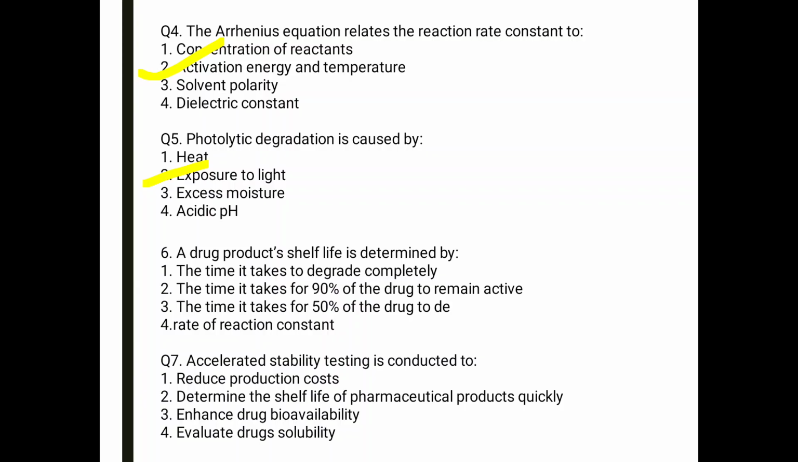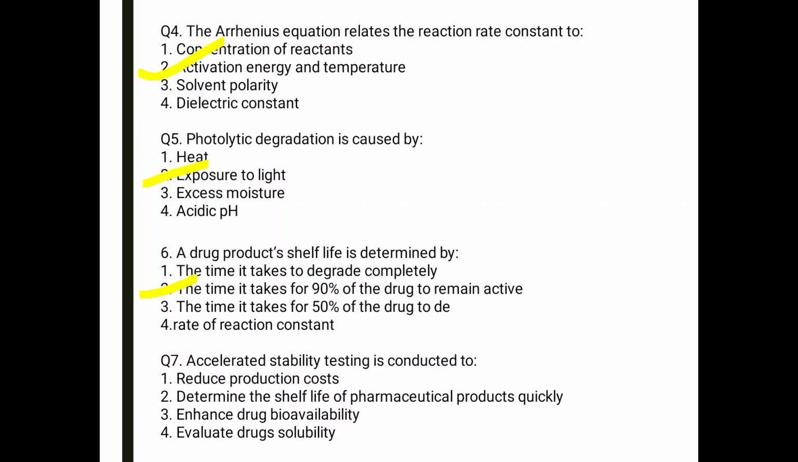Next, a drug product shelf life is determined by: first, the time taken to degrade completely; second, the time taken for 90% of the drug to remain active; third, the time taken for 50% of the drug to remain active; and fourth, the rate of reaction constant. The drug product shelf life is determined by the time it takes for 90% of the drug to remain active.